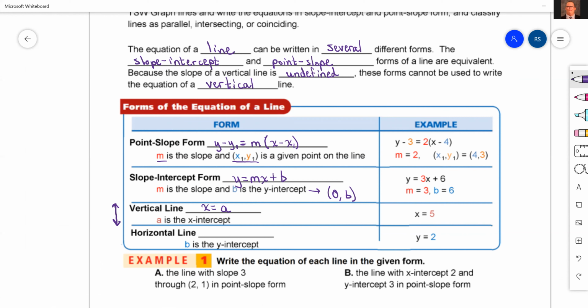For a horizontal line, those are the ones that go side to side. We want to look for the y-intercept again. So our equation would be y equals b, the y-intercept. Because no matter where we're at on that line, we'll always have the same y value. X will change, but y will not.